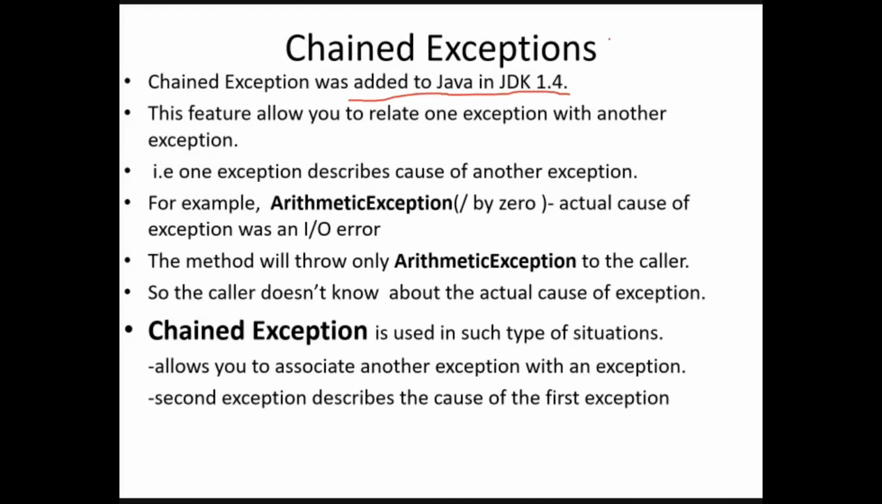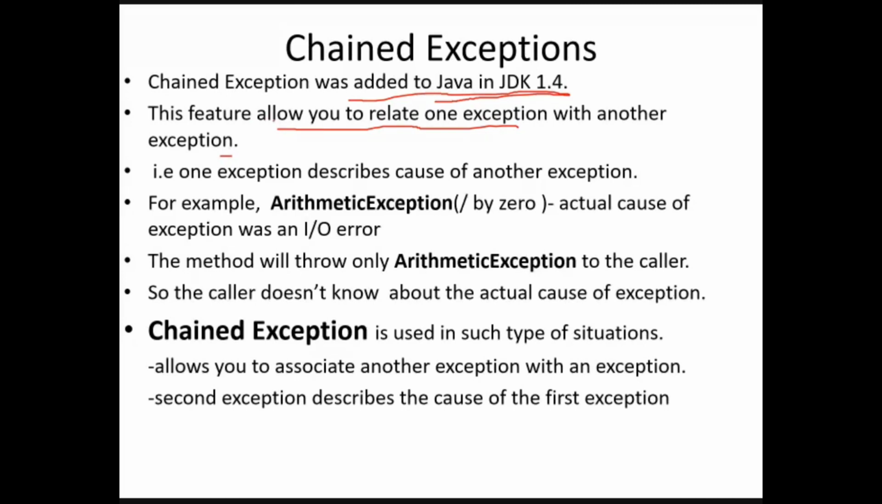Next is chained exception. This chained exception was introduced from JDK 1.4. This feature allows you to relate one exception with another exception. For example, divide by zero is actually an arithmetic exception. But the actual cause is that the user gave wrong input, and because of that this arithmetic exception is caused. So the actual cause is an input exception, that is an IO exception. In arithmetic exception, A by B, if the B value is 0, it will throw the arithmetic exception. But the actual cause is the input: if the user gives B as 0, only then this arithmetic exception occurs.